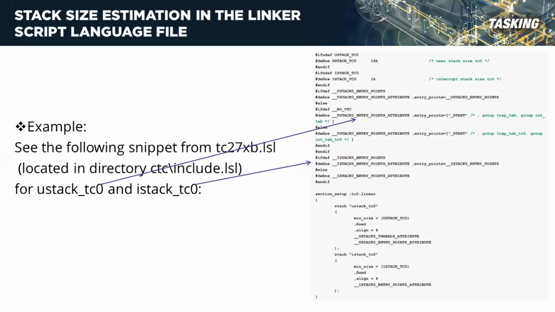This is a very simple example about a certain derivative, the TC27x. For every derivative, we deliver a certain LSL file by default, and these are the default values. You will find this linker script file for every derivative under ctc include.lsl. And here the compiler already has a definition for the user stack entry point attribute. The entry point here starts with _start.